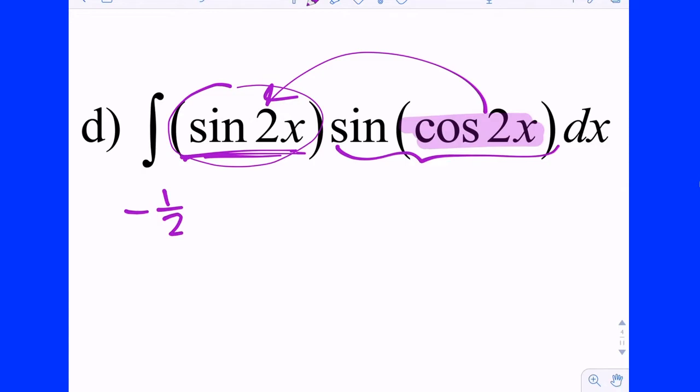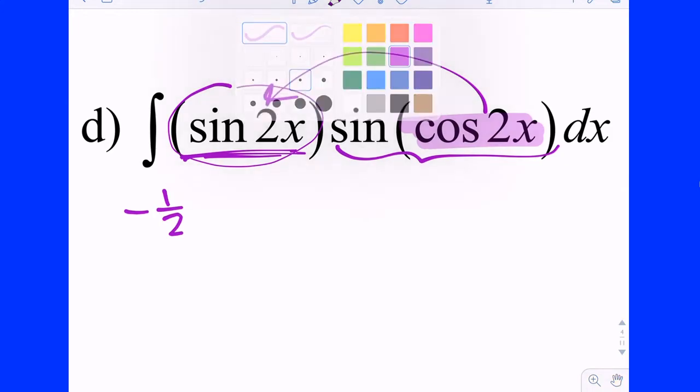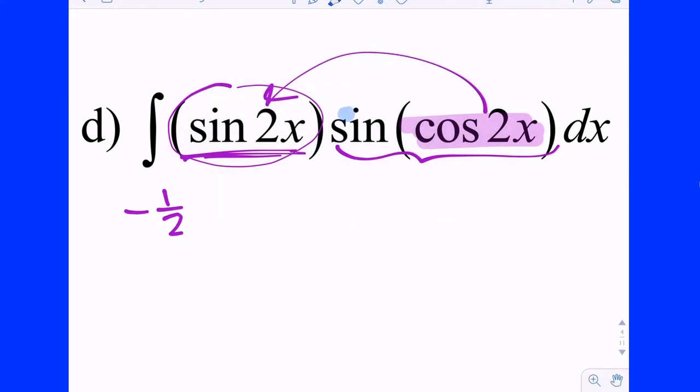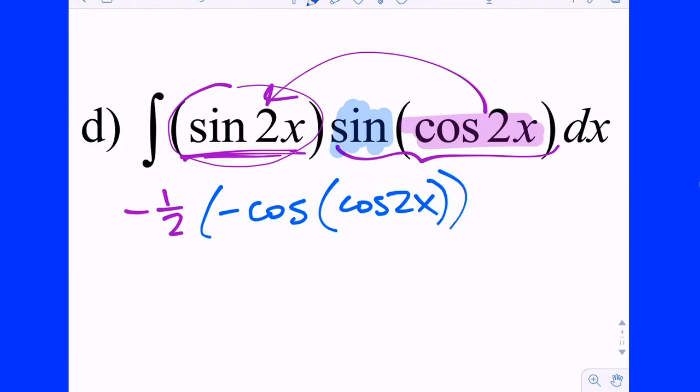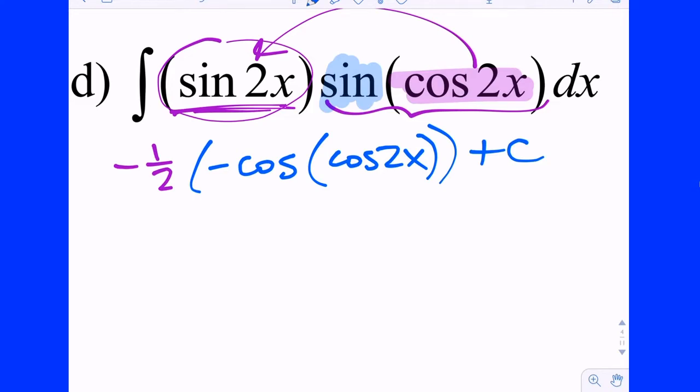It's not a power rule now. Our cosine of 2x is inside the sine function. What's the antiderivative of the sine function? Negative cosine, right? Negative cosine of cosine of 2x, the inside function, plus c. Now that's where some students kind of get mixed up. The antiderivative of sine versus the antiderivative of cosine. Sometimes they're off by a negative.